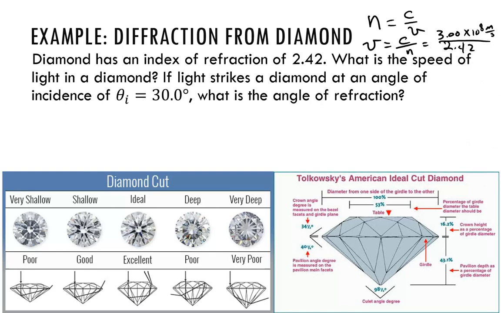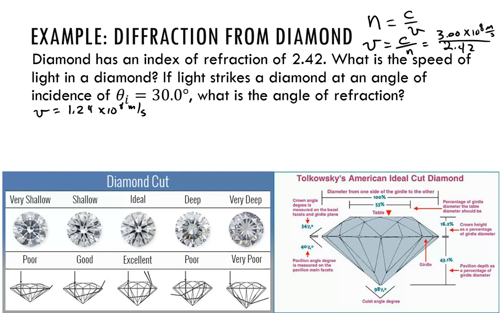Are there units for that? For the index of refraction, no, because c and v both have units of meters per second, so they cancel. So I'm just going to let my calculator divide this out for me. What is v equal to? 1.24 times 10 to the 8. So it's going a fair amount slower than light does in vacuum.